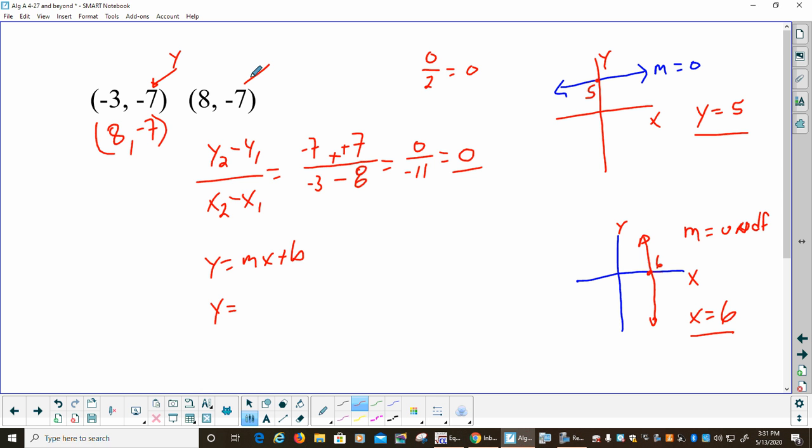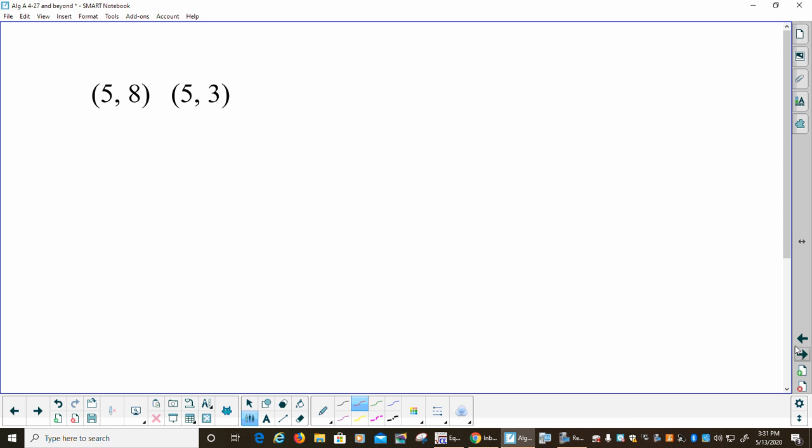That's the y value, and notice it's the same number in both of them. When the y values are the same, your slope is going to be 0. And if the slope is 0, it's just y equals negative 7. Okay? We'll review these in a second.